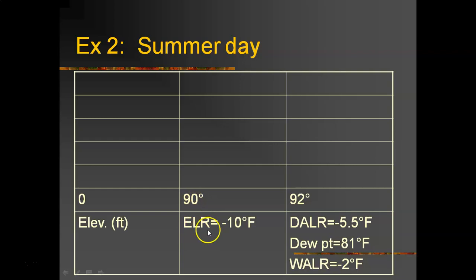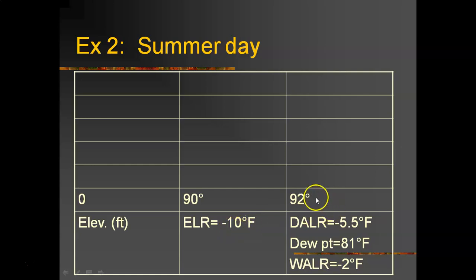Now in summertime, because the lower ground is superheated, temperatures decline dramatically as you move up in the troposphere, because the ground is superheated and the air aloft is cold. And so we're going to use a typical environmental lapse rate for summer around here, and we're going to use that nice, easy number to subtract. We're going to say the environmental lapse rate on this summer day is 10 degrees per 1,000 feet.